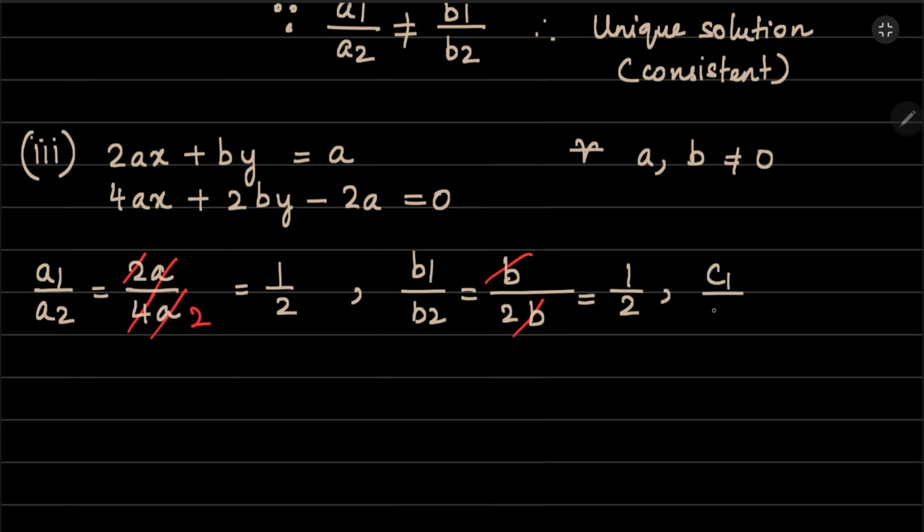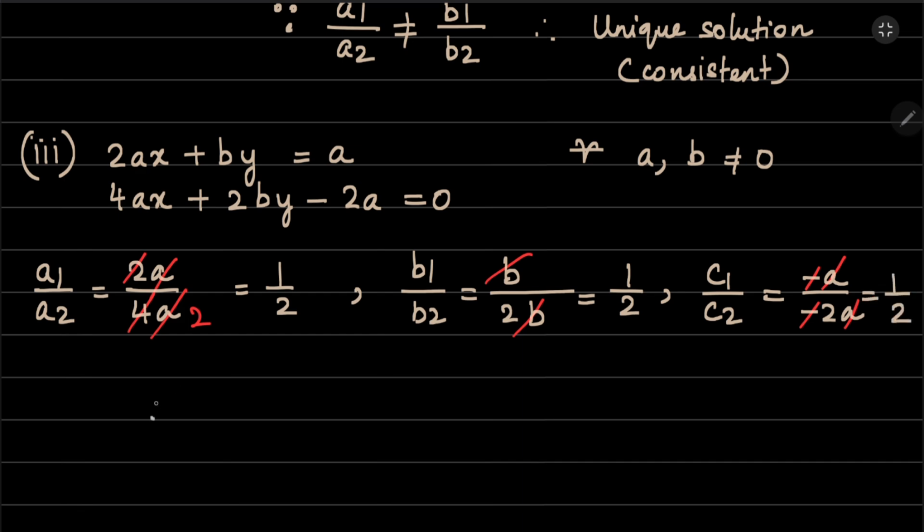What is c1 by c2? So here you have a plus a. If it goes to the LHS, it is minus a. So minus a by minus 2a. What will you have? Minus minus will get cancelled, a and a will get cancelled. So this is equal to 1 by 2.